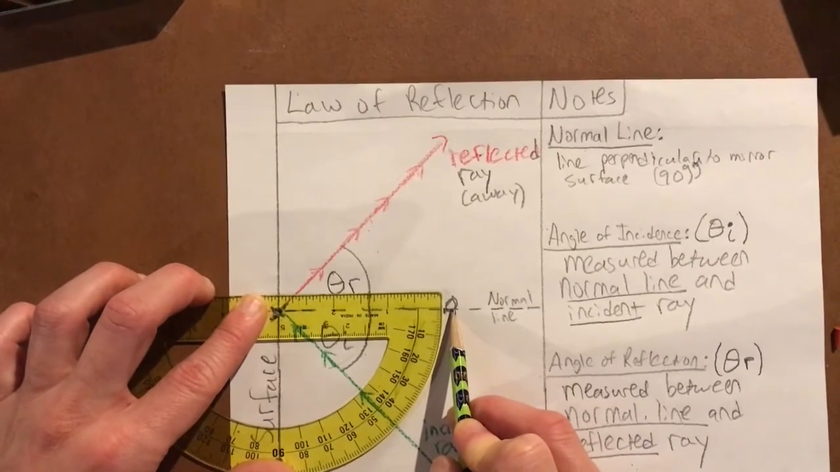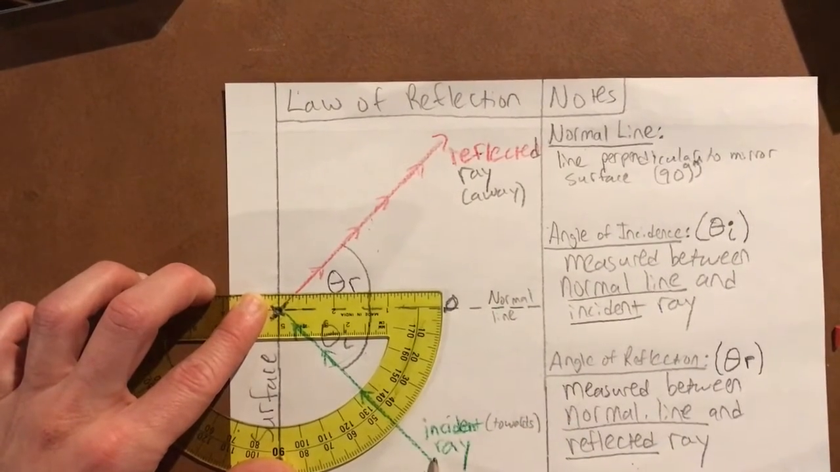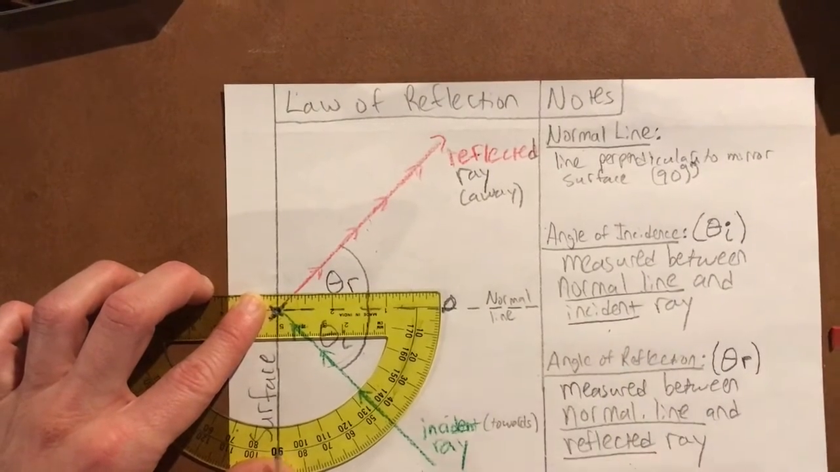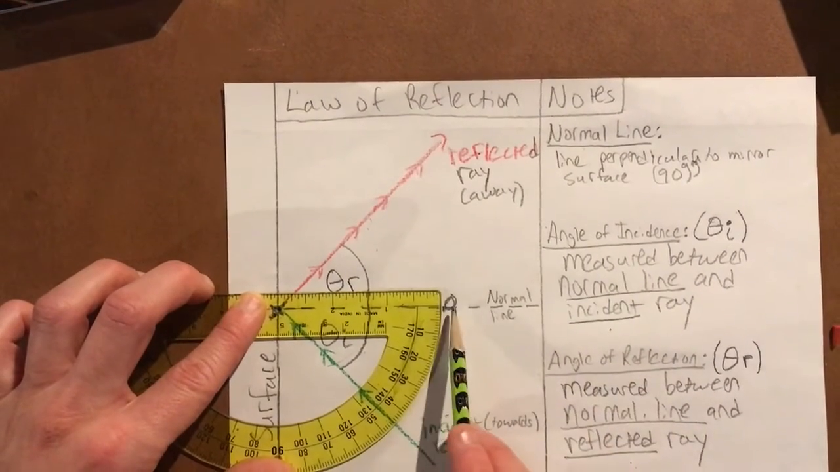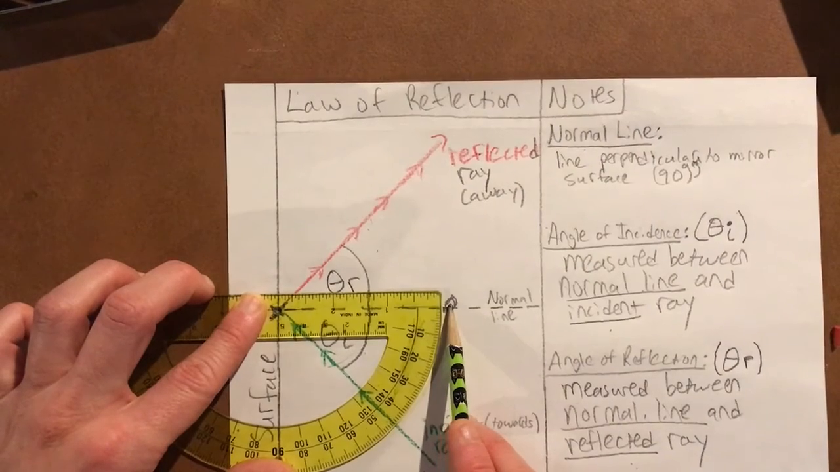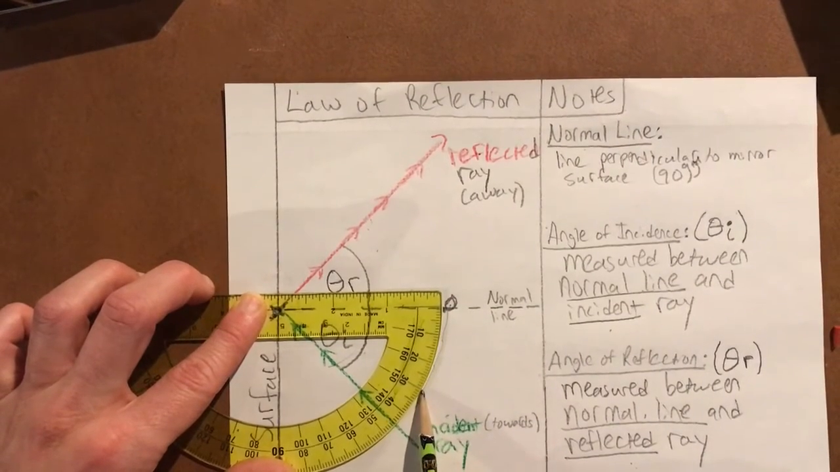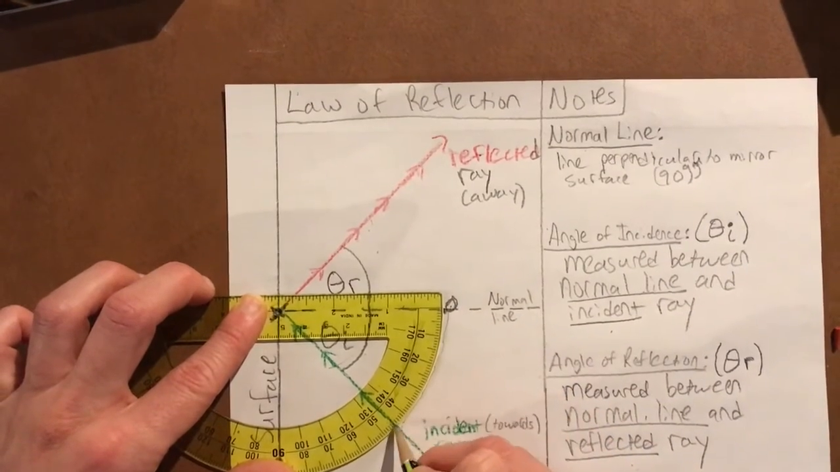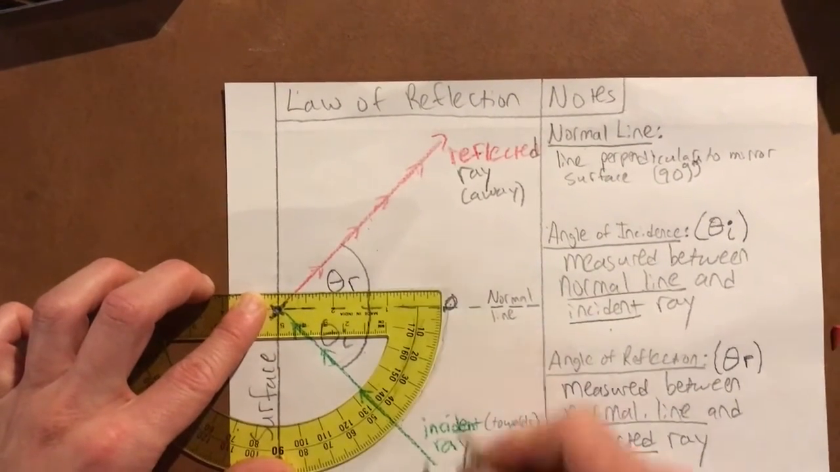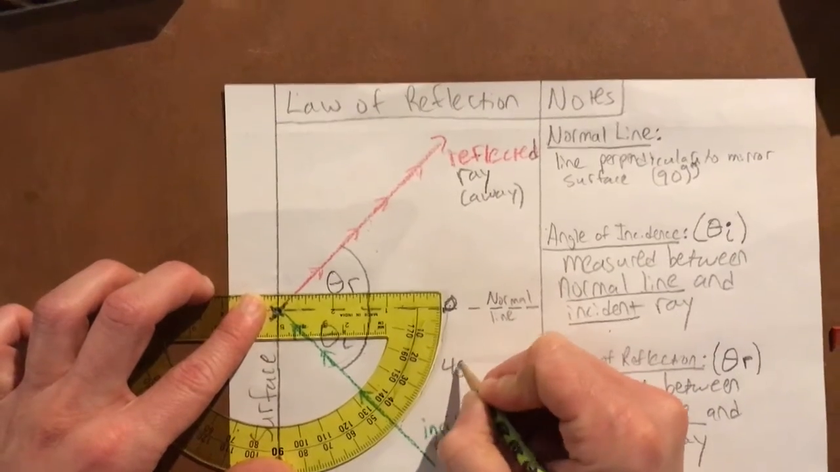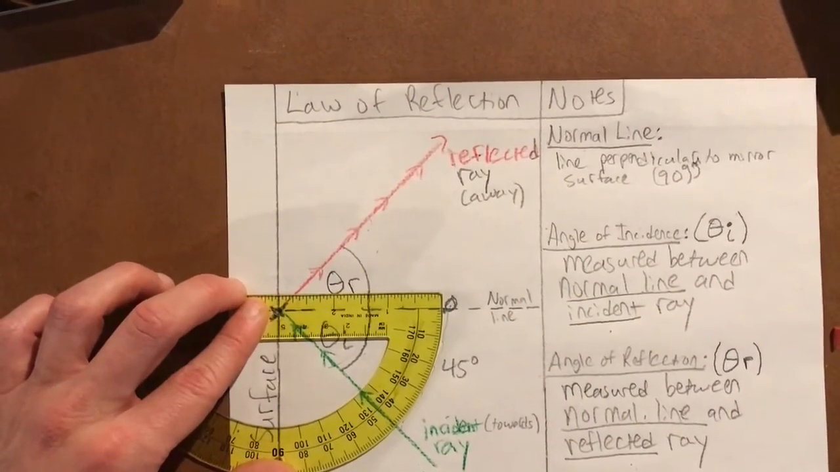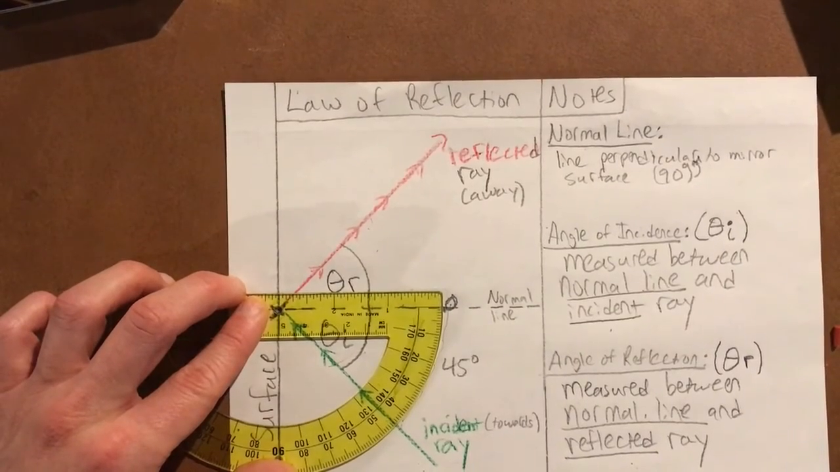All right, so count upwards from 0 to where? From the normal line to the incident ray, says the definition of the angle of incidence. So normal line is at 0, 10, 20, 30, 40, wow, 45, exactly, almost right there. So it looks like in my example that the angle of incidence was 45 degrees, and yours might be a little different, and that's okay.